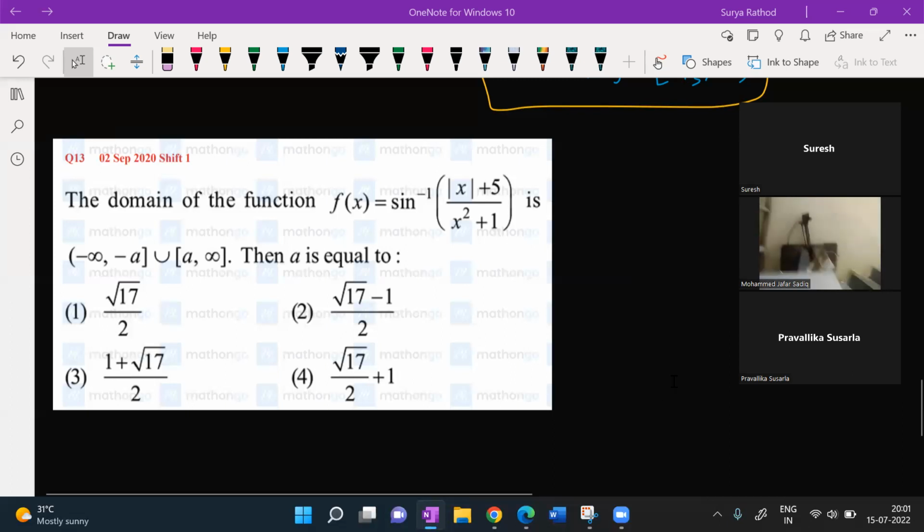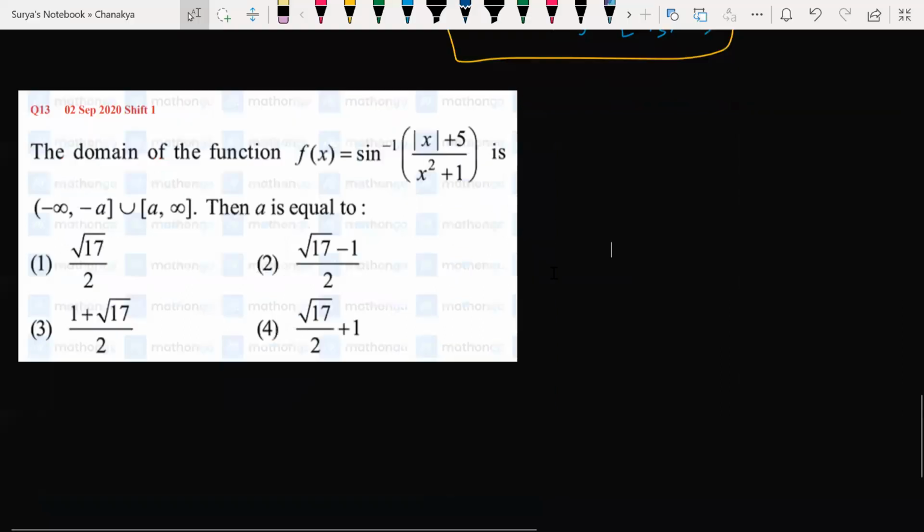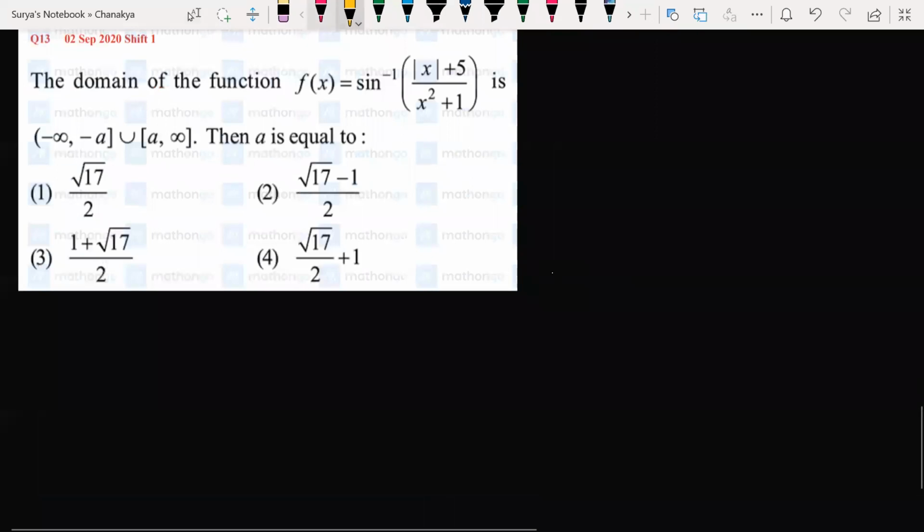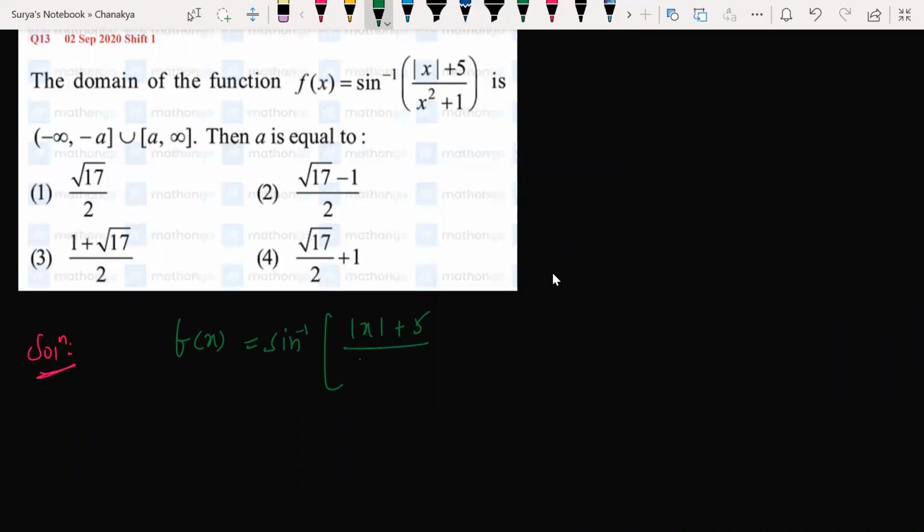Yes, what happened, Jafar? Make it fast. The domain of f(x) is what? Domain of f(x) is what? f(x) is equal to sin inverse of (|x| + 5) divided by (x² + 1), given to you.